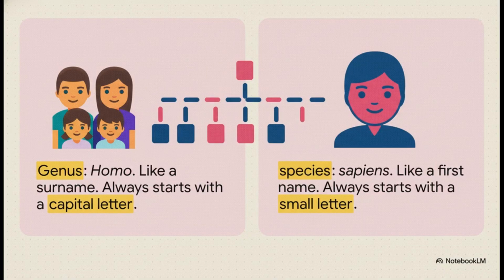The best way to think about it is like your own name. The first part, the genus, in our case Homo, is like your last name. It tells you the broader group you belong to, and it always starts with a capital letter. The second part, the species, sapiens, is like your first name. It's specific to you, and it always starts with a small letter. Don't mix that up, it's an easy mark to lose.